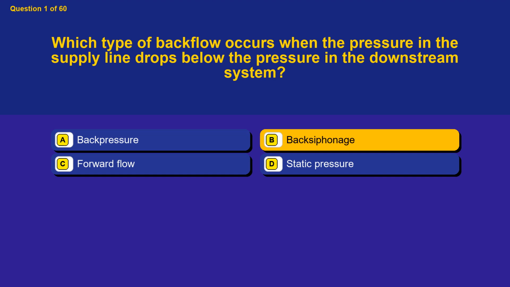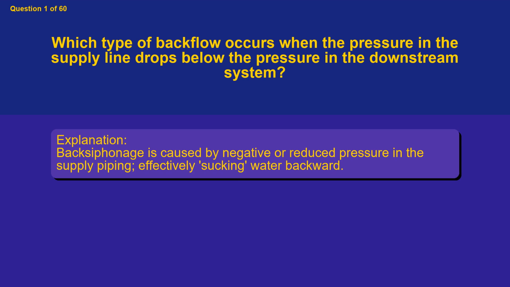The correct answer is option B, back siphonage. Back siphonage is caused by negative or reduced pressure in the supply piping, effectively sucking water backward.